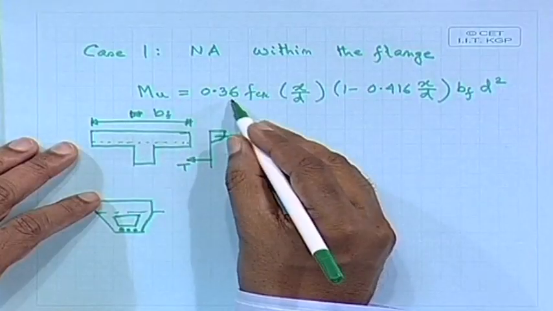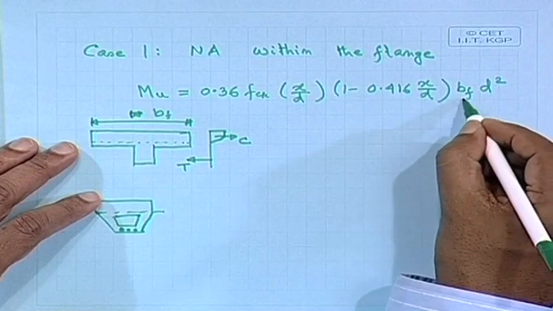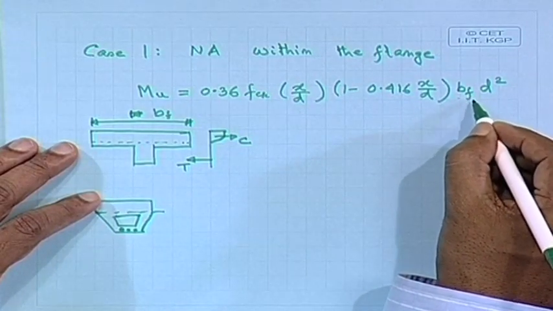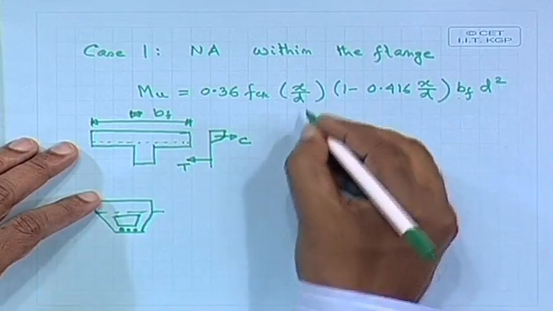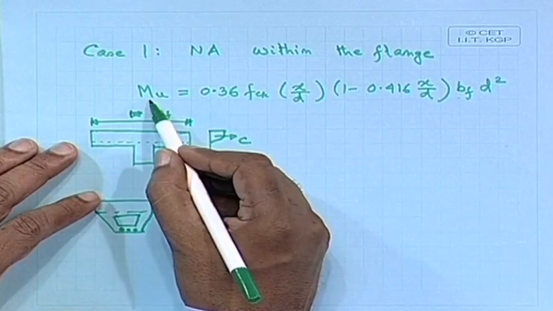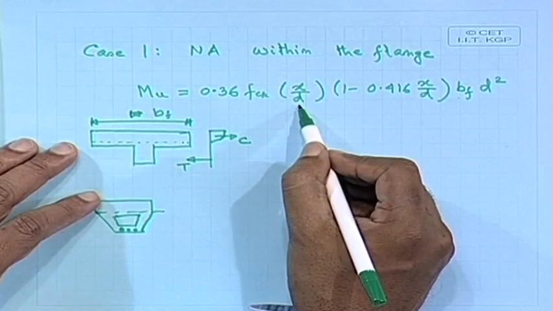Now, Mu equal to 0.36, the same formula, only thing changed is that instead of having just b, we are getting bf. So, from here we can get x by d the same way. If we know the Mu, we can find out x by d.